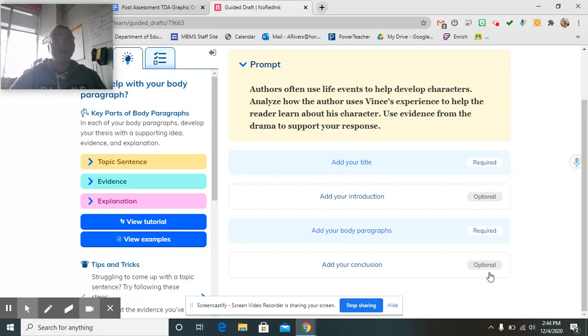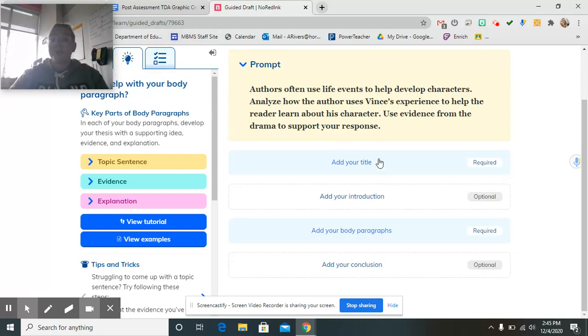We did not, for every single one of my classes, we ran out of time. So for every class, we didn't discuss how to build an introduction, how to build a conclusion. But for every single one of my classes, we discussed how to build body paragraphs. And we focused heavily on that topic sentence, evidence, and explanation.